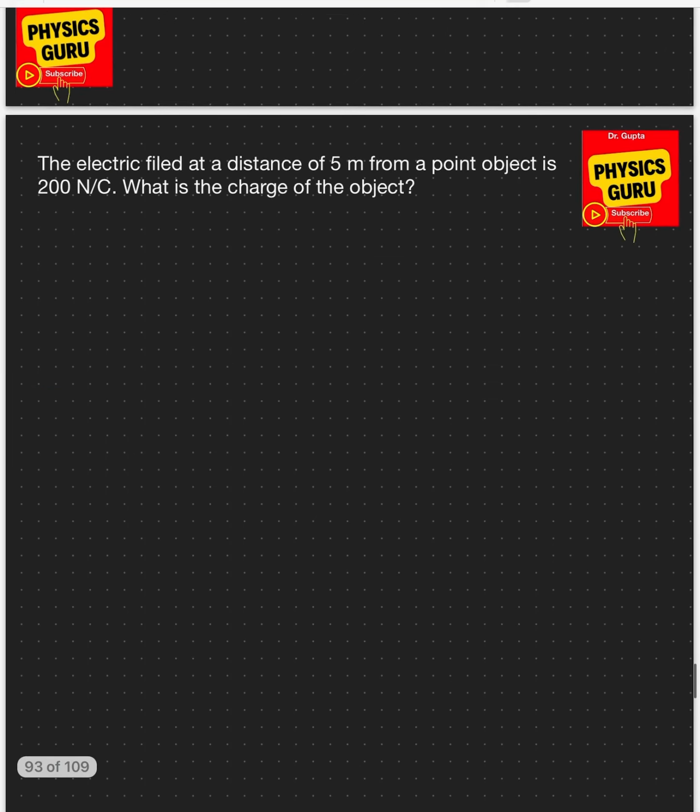So let's go to problem number 2. So we have an electric field at a distance of 5 meters from a point charge. And then you need to find out what is the charge of the object. Due to a point charge, the electric field is given by this equation, kq over r squared. And you need to find out the charge. So the charge will be E times r squared divided by k. And we know all the numbers here.